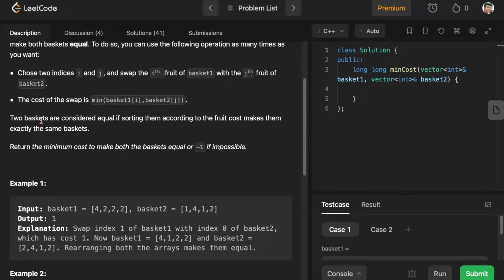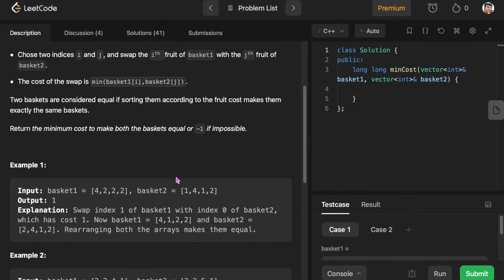So two baskets are considered equal if sorting them according to the fruit cost makes them equal. Okay, makes them exactly the same basket. Return the minimum cost to make both baskets equal, or -1 if impossible.